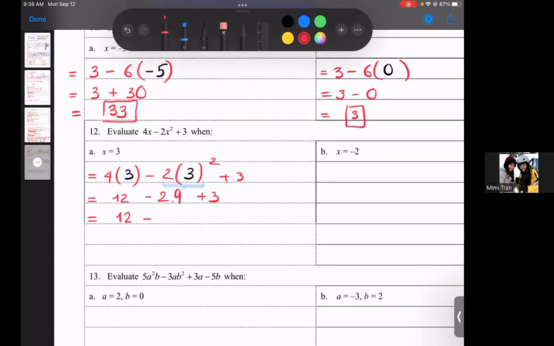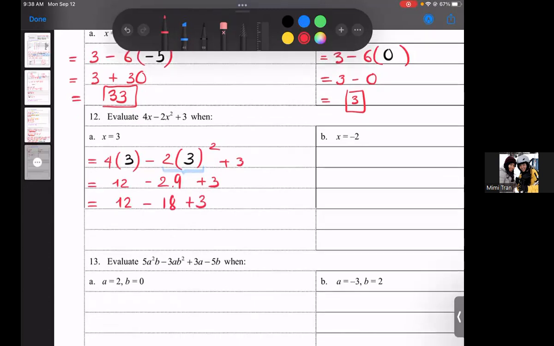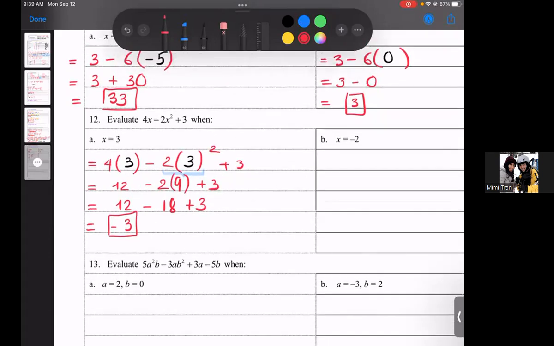12 minus 2 times 9 is 18. 12 minus 18 is -6. Plus 3 is -3. By the way, 3 squared is 9, not 6. Another common mistake. You know what? Maybe I'll do it like this: I'll put parentheses around the 9. You guys try 12B.